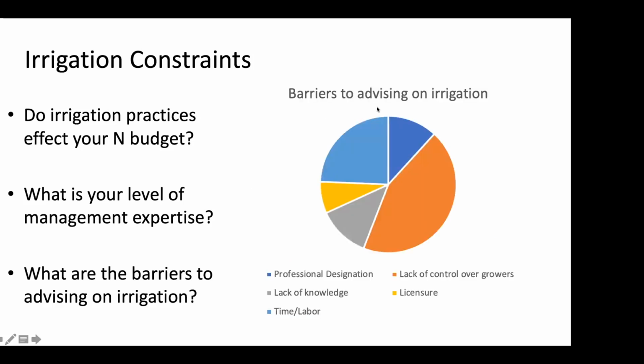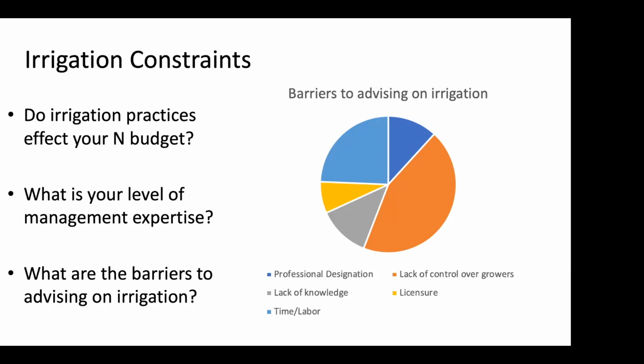And this is where it really came to light for us. Yes, there are some people who talk about time and labor, right? You're not really being paid for it. Maybe some lack of knowledge. It's not really part of my role. There could be some liability associated. But bar none, 50% of it was just this lack of control over growers and how the growers are willing to manage their irrigation water.